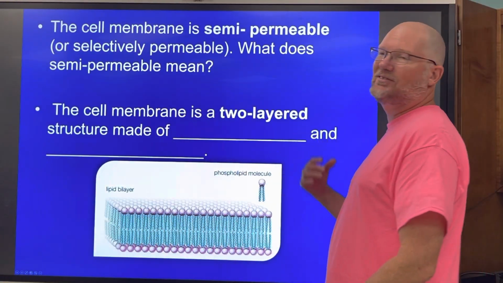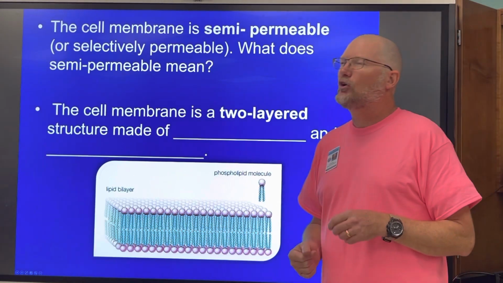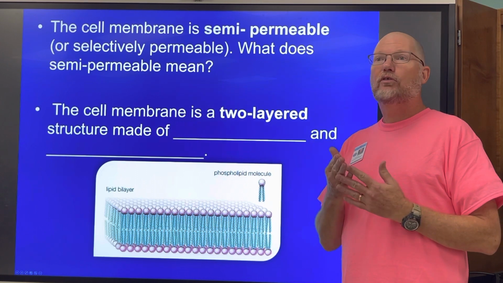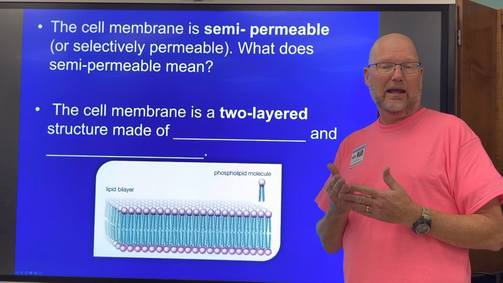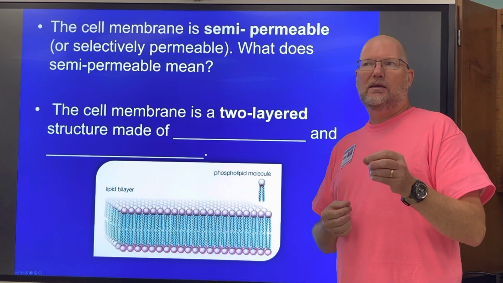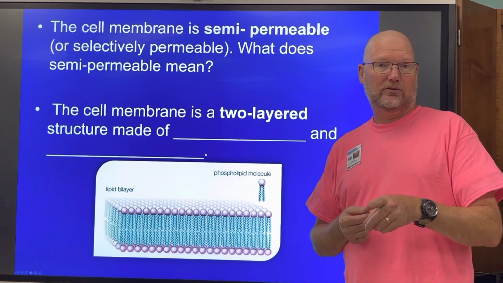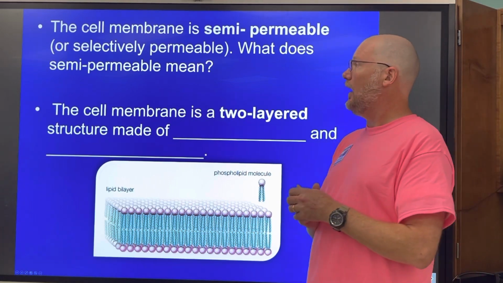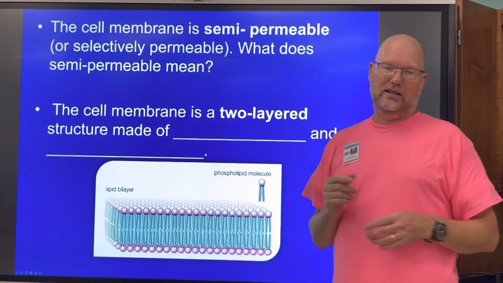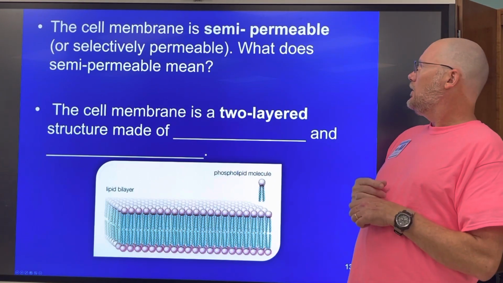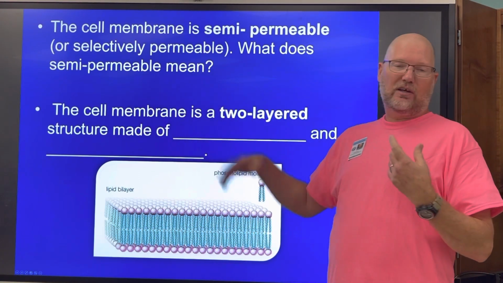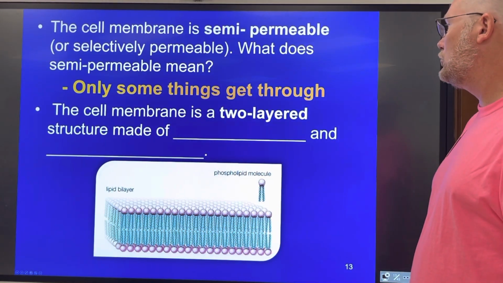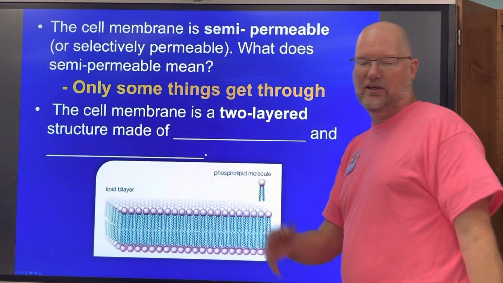The cell membrane is semi-permeable. Semi-permeable? Okay, to permeate something means to break through it. So semi-permeable means that only some things can permeate. Only some things can go in and only some things can go out, okay? It's selectively permeable. And so I just kind of told you the answer to what semi-permeable means. Oh yeah, only some things get through. That's the answer for that.